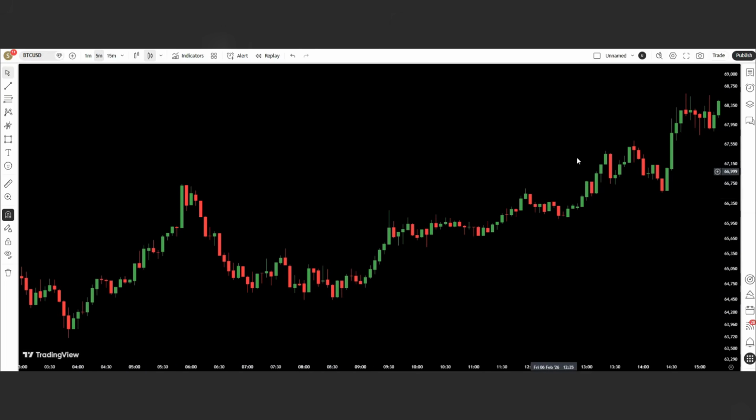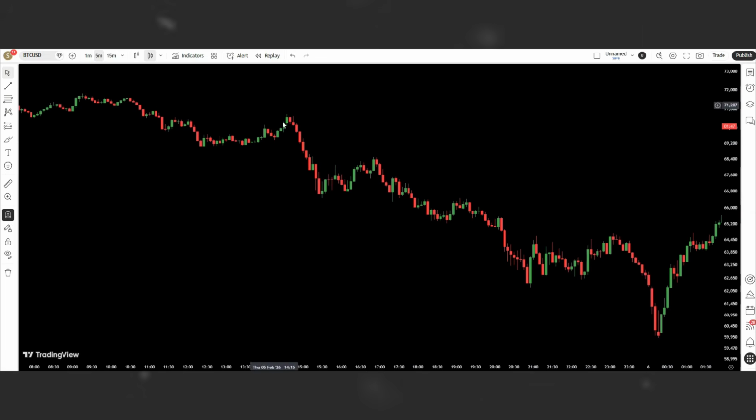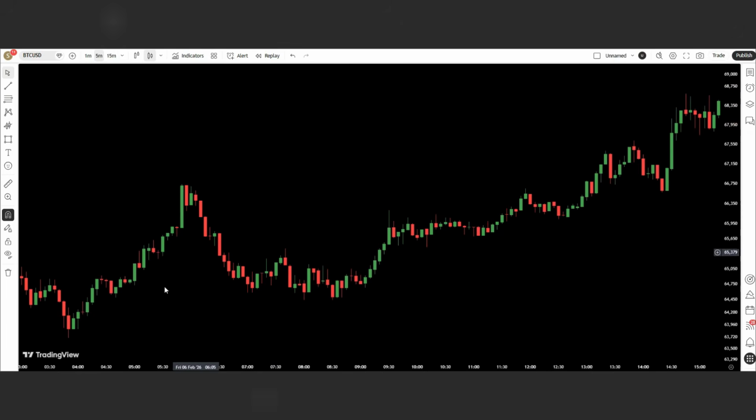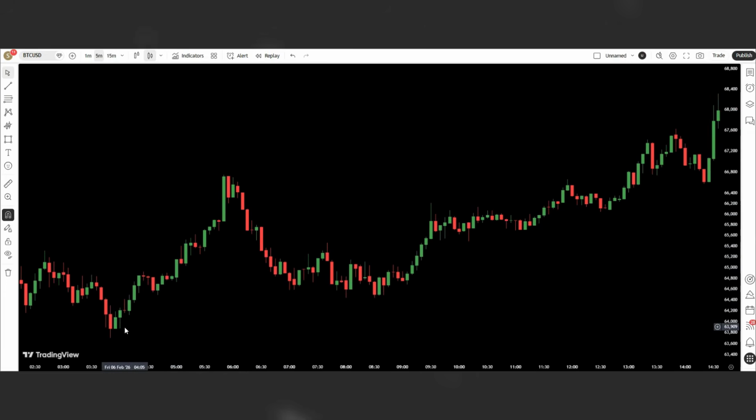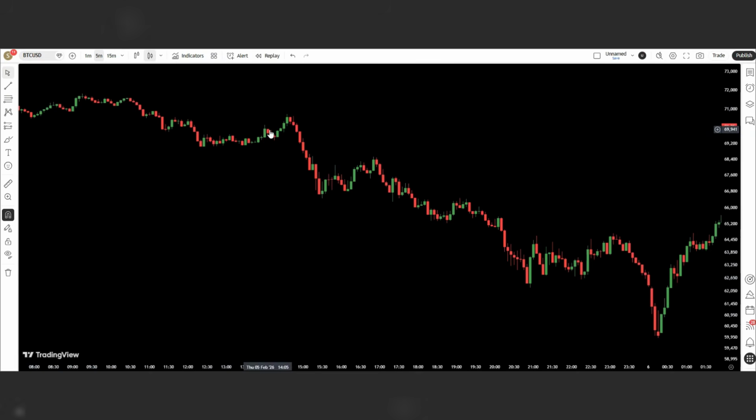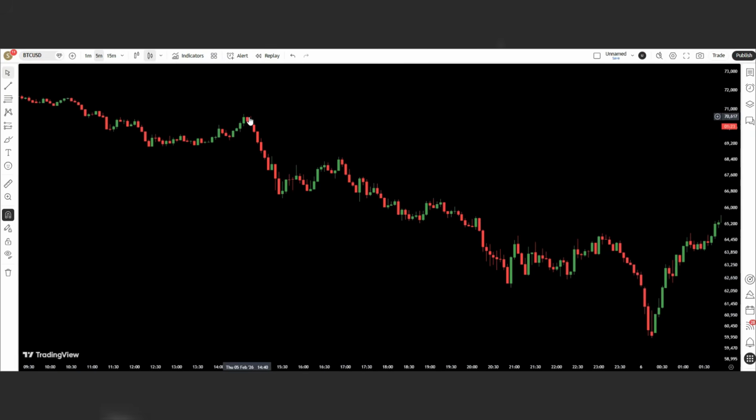If yes, we are in an uptrend. Is the market making lower highs and lower lows? Then we are in a downtrend. Once the trend is clear, the next step is to find where that move actually started. In an uptrend, this is usually the candle where price began to rise strongly after a pullback or a period of consolidation. In a downtrend, it's the candle where price started falling after a small bounce.